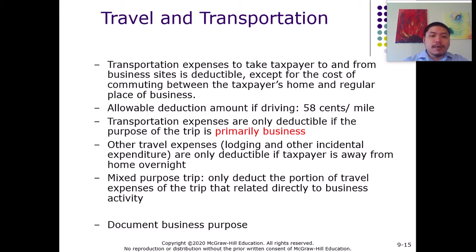What about other travel expenses, say lodging or other incidental expenditures, such as toll fees? Those travel expenses are only deductible if the taxpayer is away from home overnight. So if it is a one-day trip, then the other travel expenses are not deductible. The taxpayer has to be at the business site overnight to be able to deduct the lodging expenses.